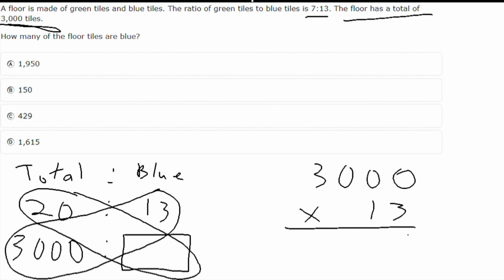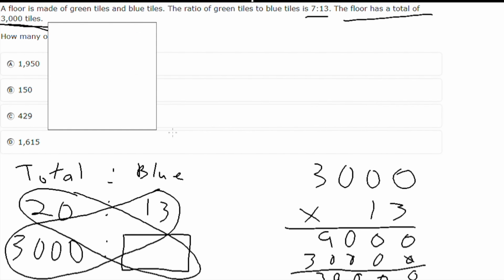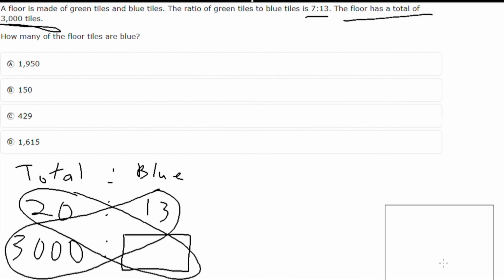3,000 times 13. All right, so we get 0, 0, 0. 3 times 3 is 9. Then we leave our little space holder there. We have 0, 0, 0. 1 times 3 is 3. So we end up getting 39,000. So let me rewrite that so we can continue our next step. So we get 39,000.